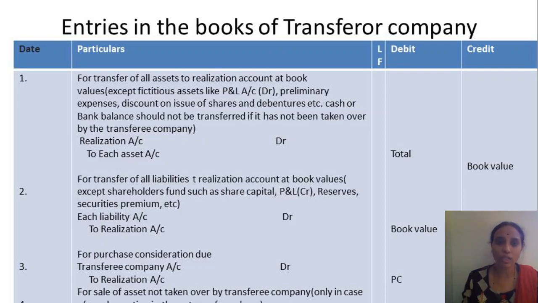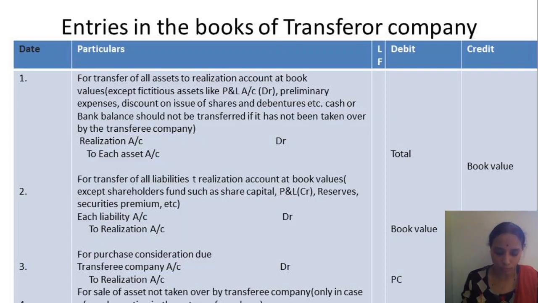So here in case of a merger, the transferor company's all assets and liabilities and reserves and surplus are transferred to the transferee company. So for transfer of all assets to realization account, firstly we need to open the realization account, because in case of merger and in case of acquisition, realization account is opened in the books of transferor company. So we transfer all the assets to the realization account.